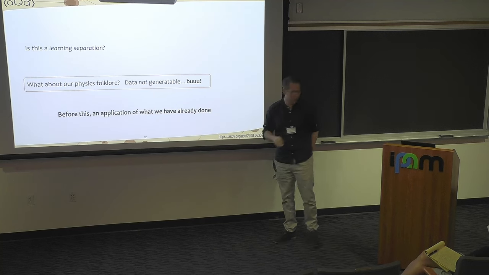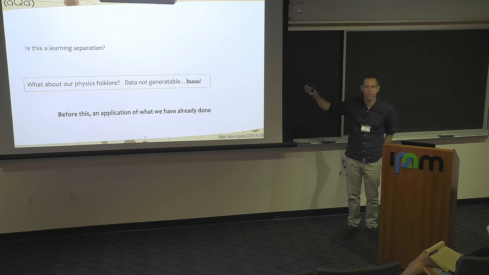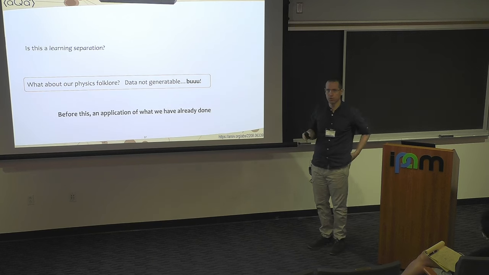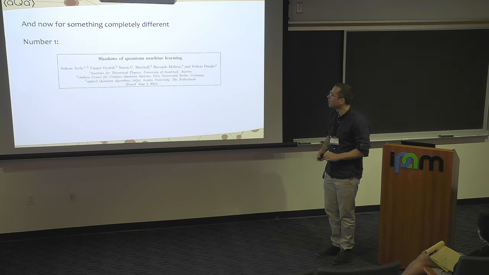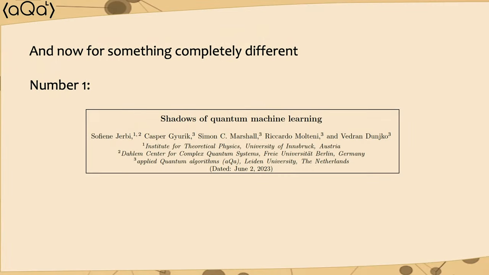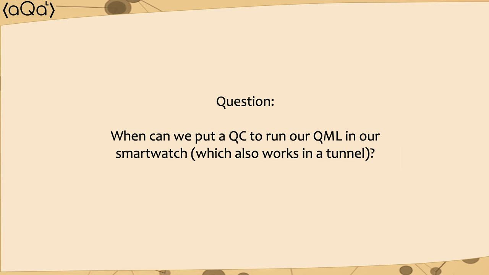But before we do, let me just do a small intermezzo, which is an application of this to another problem, which is related. Understanding this learning actually has some implications. So number one, the shadows of quantum machine learning. This is a paper we did, which I kind of like.